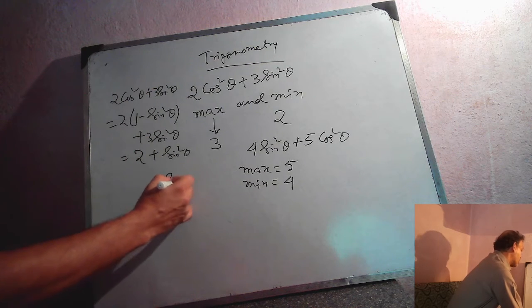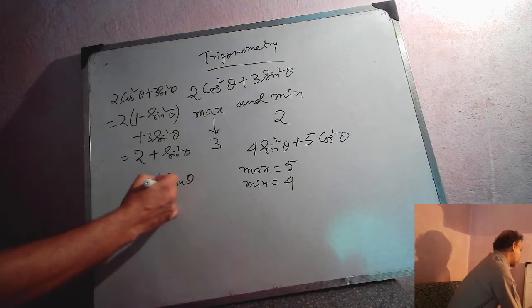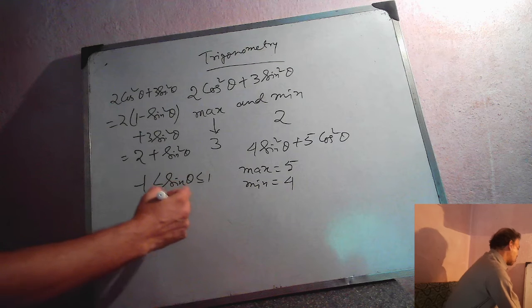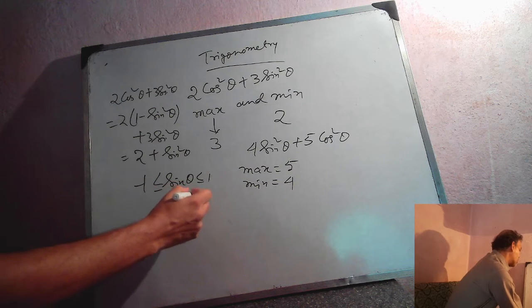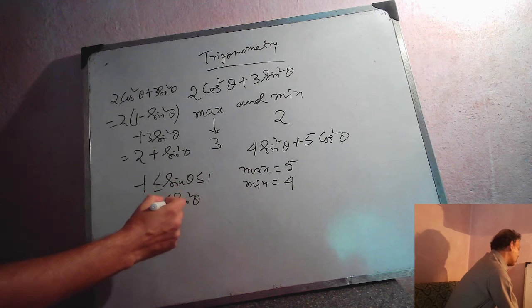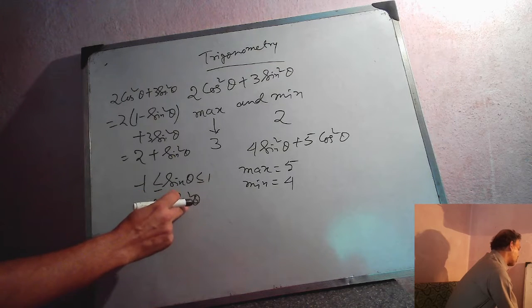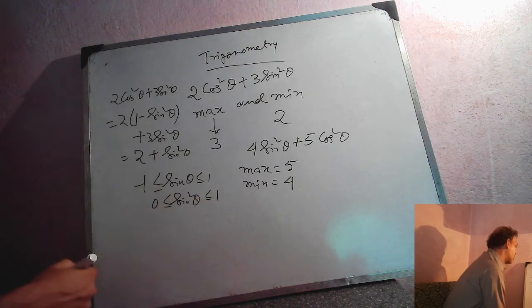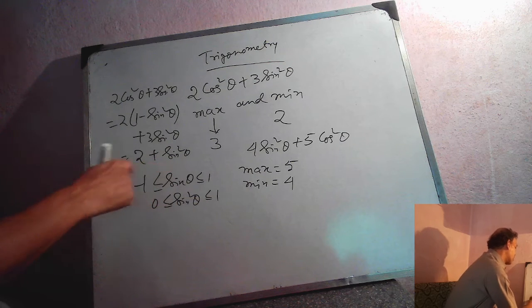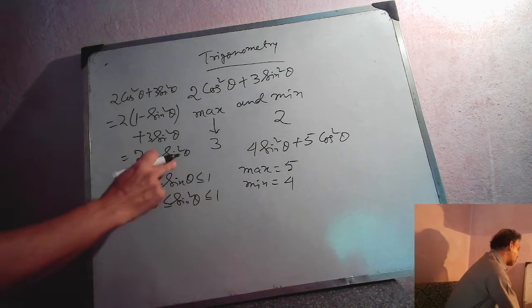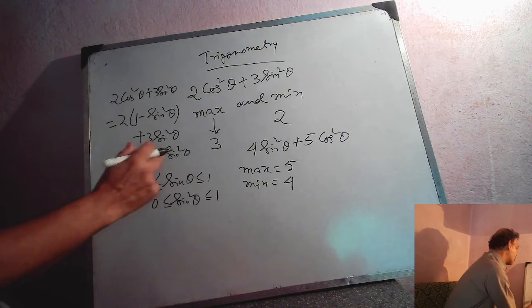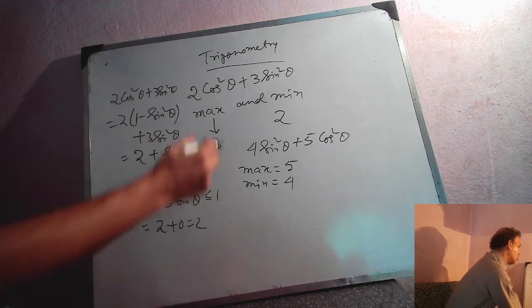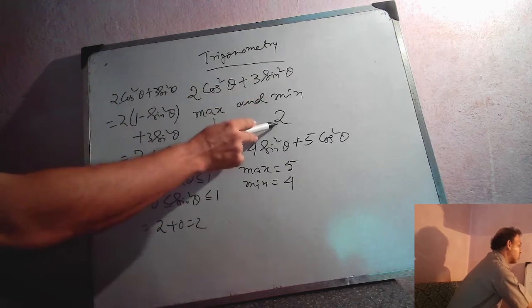We know sin theta is greater than or equal to minus 1 and less than or equal to 1. So sin square theta, being a square, is always positive. It will take positive values. So sin square theta is greater than or equal to 0, and less than or equal to 1. So this will be minimum when sin square theta takes its minimum value. That is why its minimum value equals 2 plus 0 equals 2. So the minimum value of this is 2.